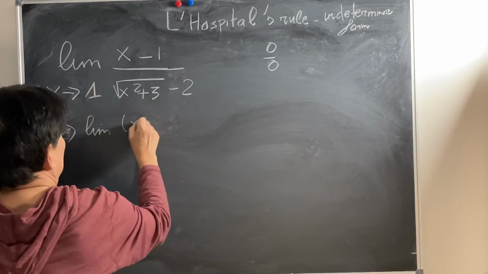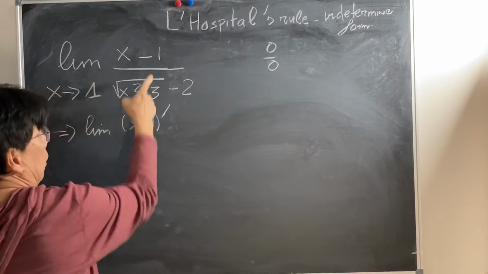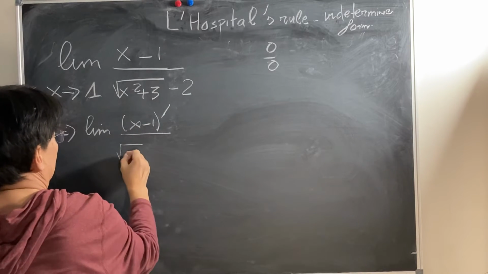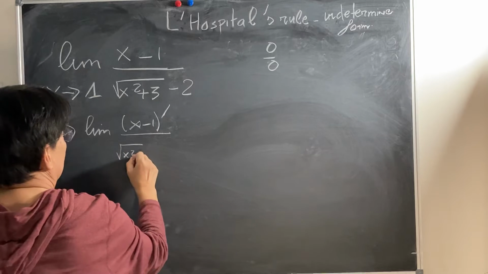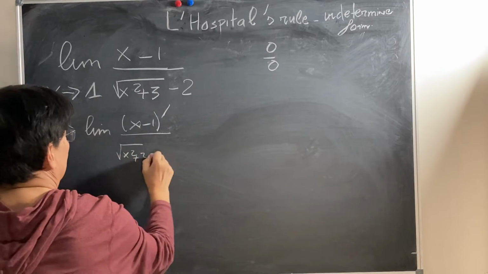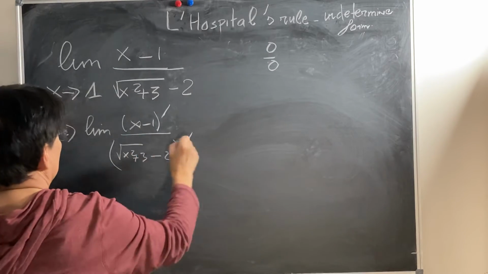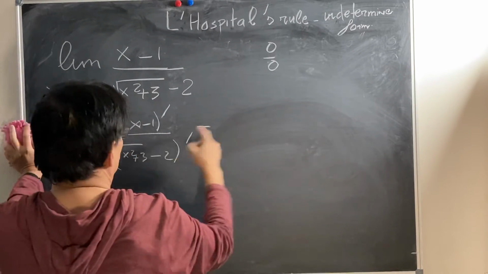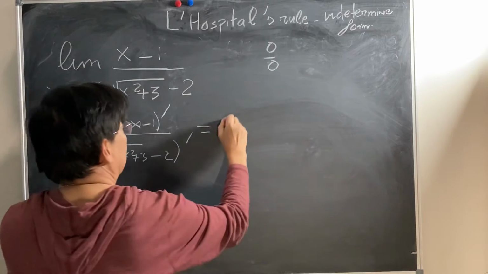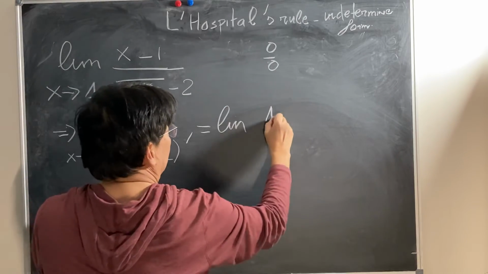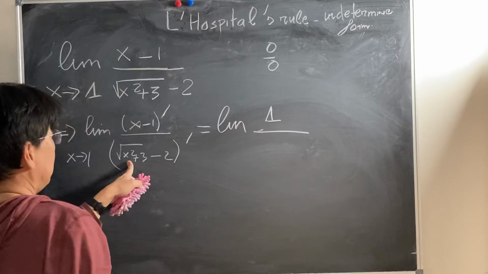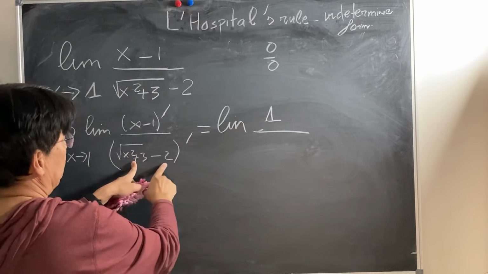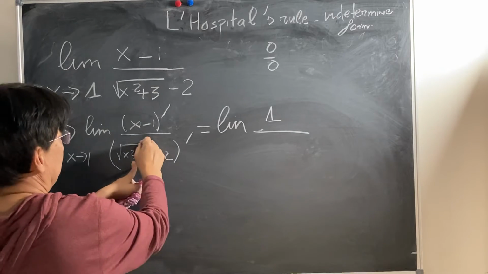Take the limit of x minus 1, take the derivative of the numerator and divide by the derivative of the denominator, the square root of x squared plus 3, minus 2, as x goes to 1. The derivative of the top, x minus 1, equals 1. The derivative of 2 equals 0, so you just need the derivative of the square root.